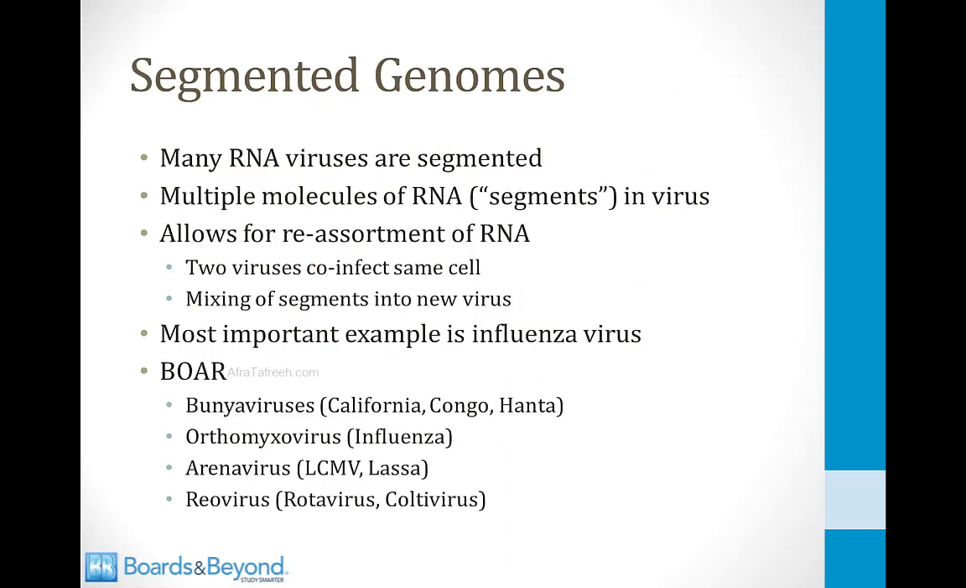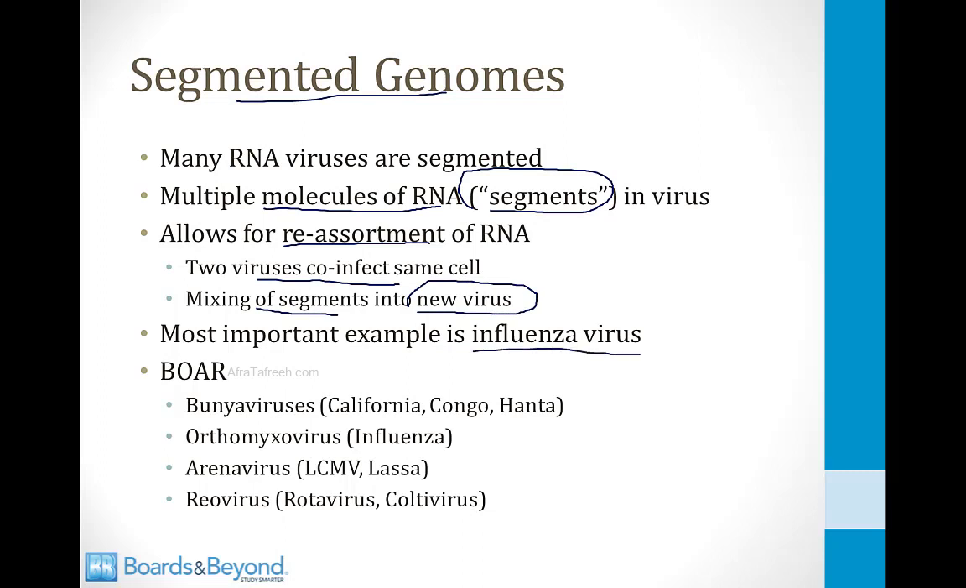Many RNA viruses have what's called a segmented genome. This means that the nuclear material exists as multiple molecules of RNAs or segments inside the virus. This allows the virus to undergo a process called reassortment. So imagine that two viruses co-infect the same cell. They can have mixing of their segments into a new virus. And the most important example of this is influenza virus. Influenza virus every once in a while reassorts itself, and sometimes this causes pandemics around the world.